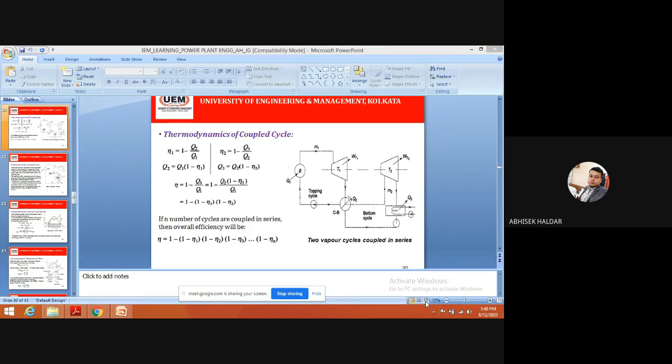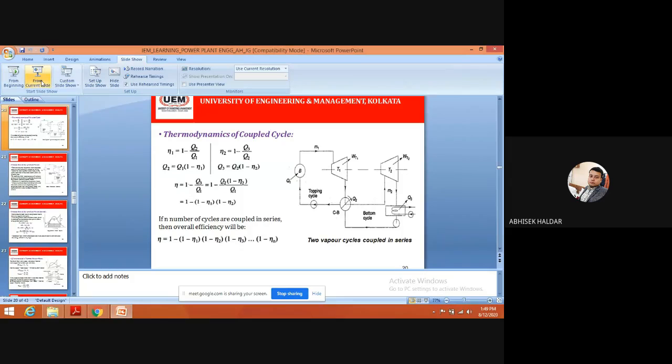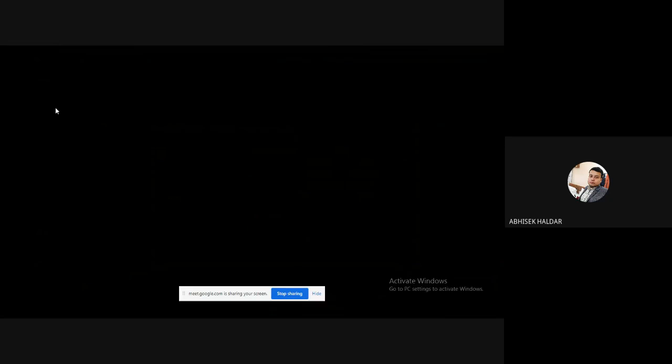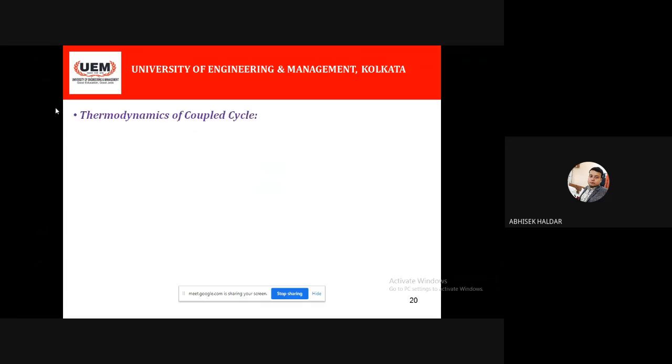In GATE also I have seen a few problems. Is the slide visible? Yes, sir. Okay, so thermodynamics of the coupled cycle.